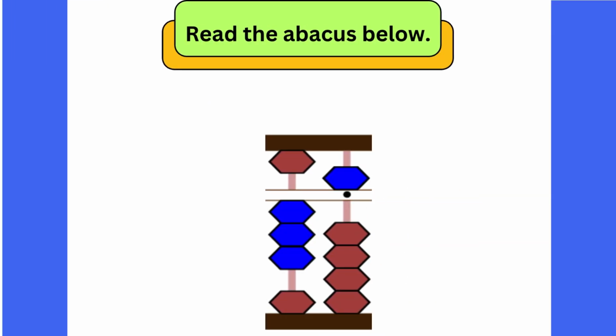Read the abacus below. Three lower beads in the tens column are attached to the bar. And the upper bead in the ones column is attached to the bar. Therefore, the abacus represents the number 35.